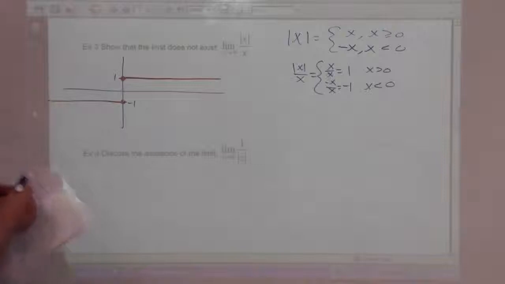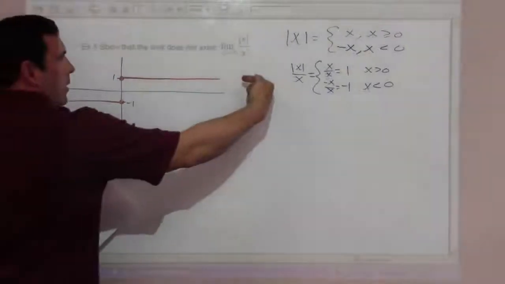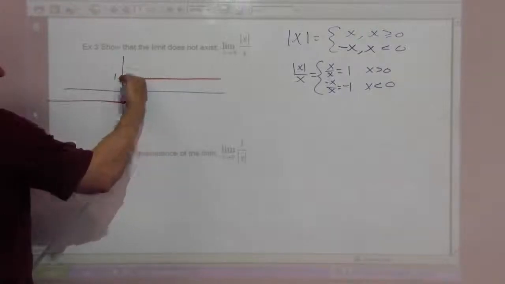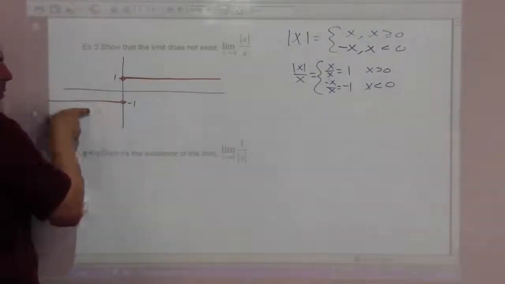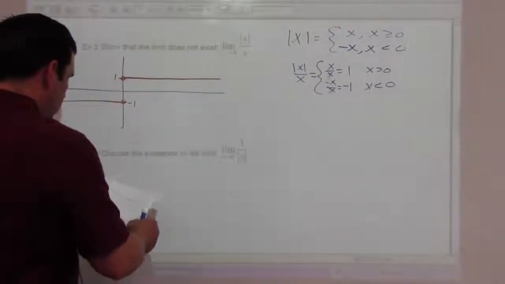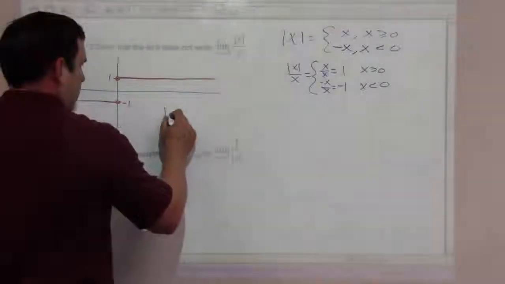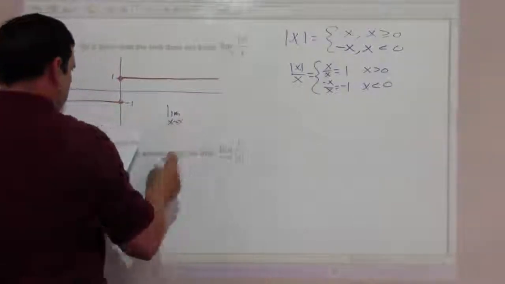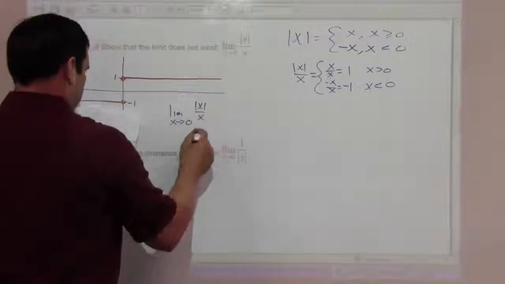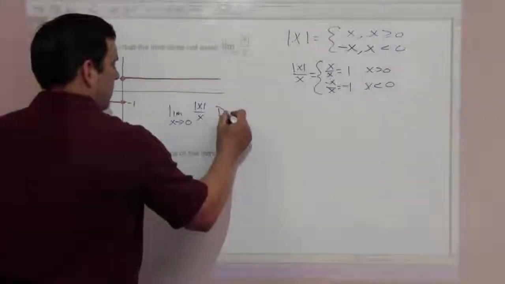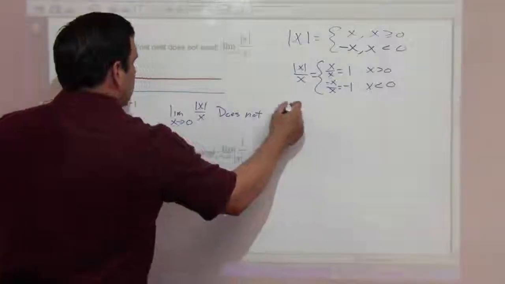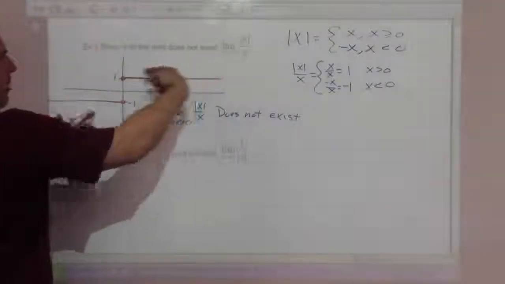So here's our graph. As we're approaching 0 from the right, it's going towards 1. As we approach 0 from the left, it's going towards negative 1. So the limit as x goes to 0 of the absolute value of x over x does not exist, because going from the left or on the right, it's not going to the same place.